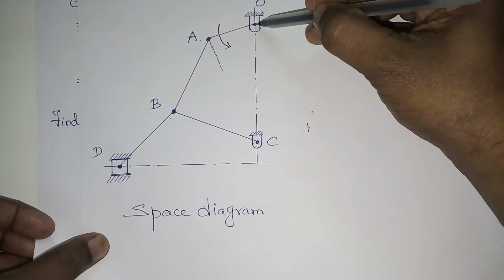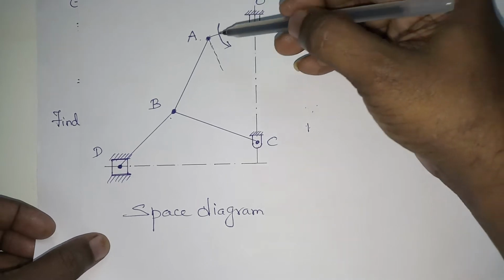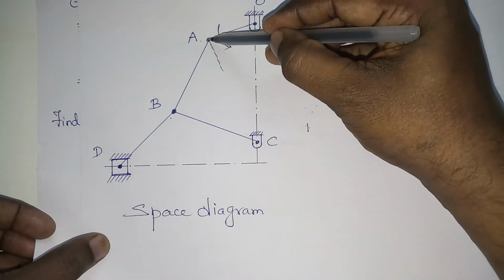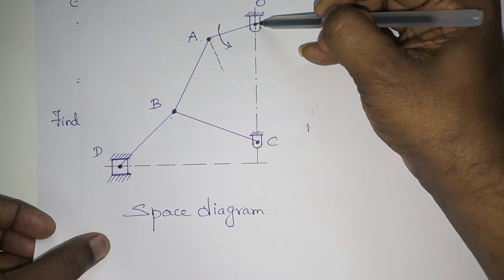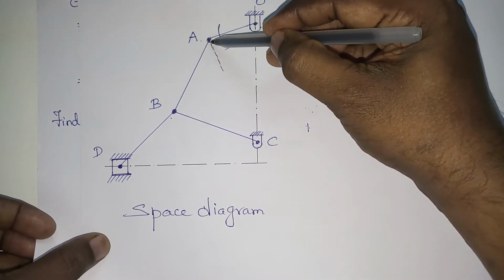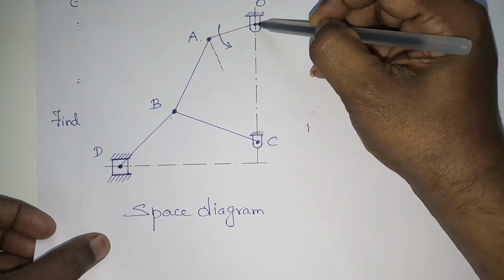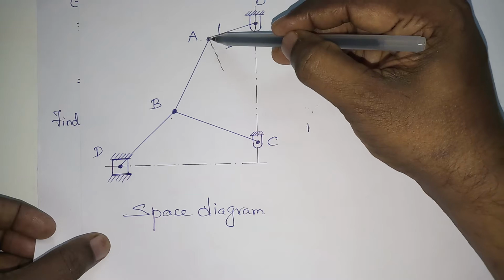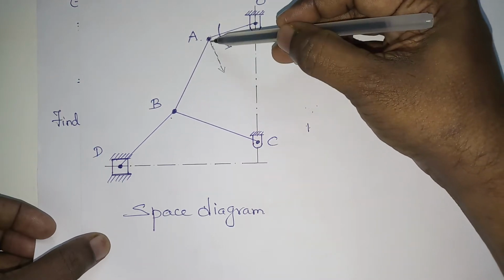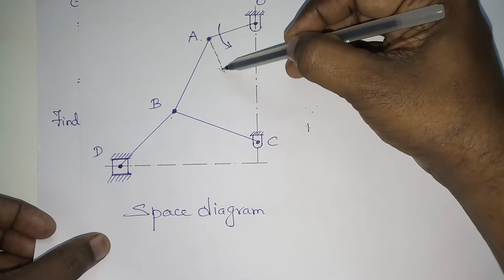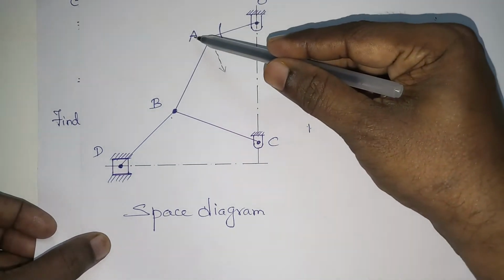Here it is hinged, so no velocity will be acting at this point. Velocity will be acting at point A for this crank or input link. So the velocity of A with respect to O, or you can say velocity of A, will be acting downwards. This velocity only we are going to find using the formula VAO.